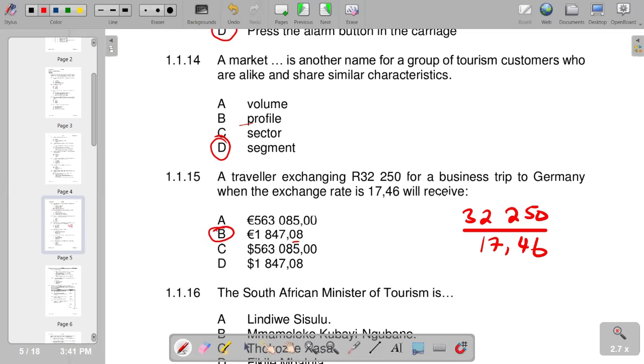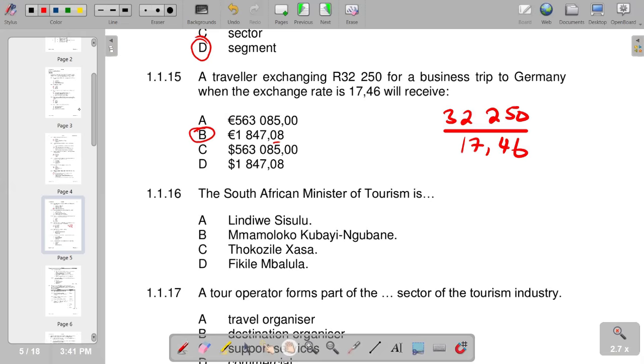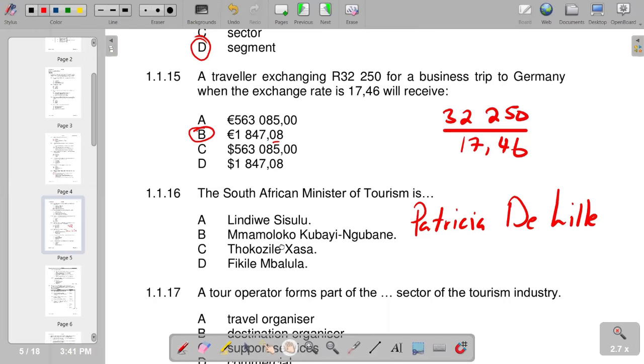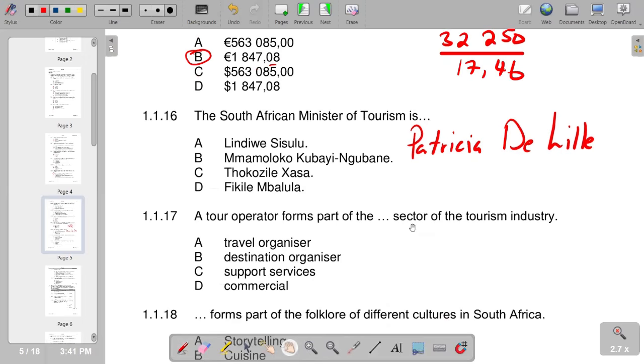That's the correct response. Then on number 16, the South African Minister of Tourism. We know that the recent South African Minister of Tourism is Patricia de Lille. Then we go to number 17. A tour operator forms part of the dash sector of the tourist industry. So A, part of the travel organizer. So we have A as the correct answer.